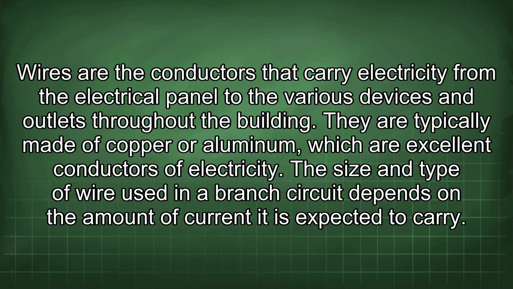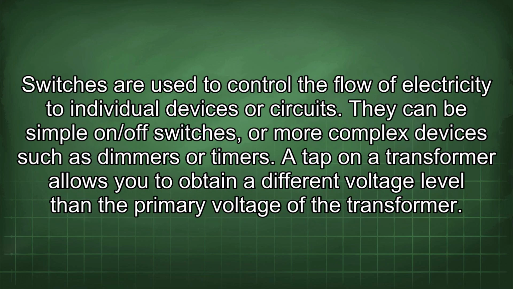Wires are the conductors that carry electricity from the electrical panel to the various devices and outlets throughout the building. They are typically made of copper or aluminum, which are excellent conductors of electricity. The size and type of wire used in a branch circuit depends on the amount of current it is expected to carry. Switches are used to control the flow of electricity to individual devices or circuits. They can be simple on/off switches or more complex devices such as dimmers or timers.